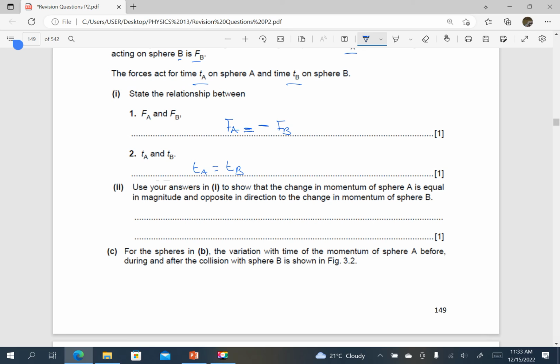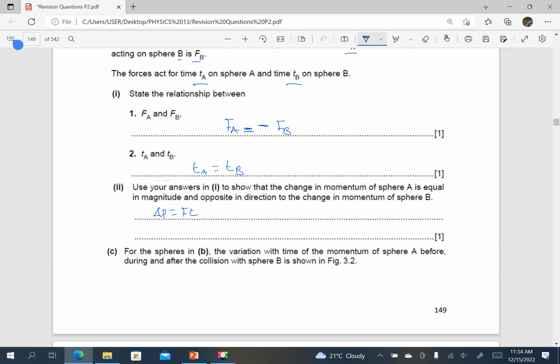Then use your answer in Roman 1 to show that the change in momentum of sphere A is equal in magnitude and opposite in direction to the change in momentum of sphere B. Of course, we know that force is equal to the rate of change of momentum. And we know that change in momentum, therefore, is going to be force times time. But remember, the forces are equal but opposite, and the time is the same.